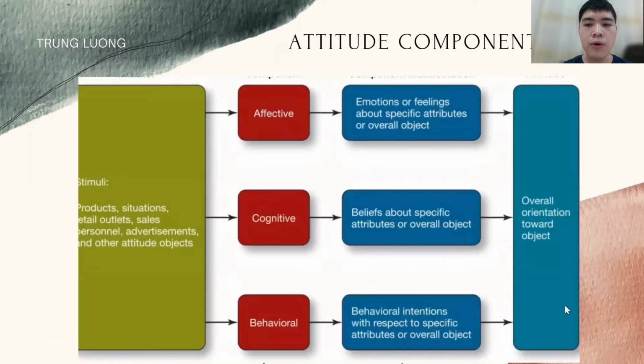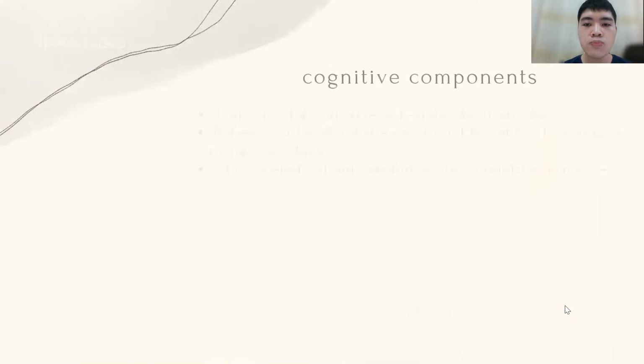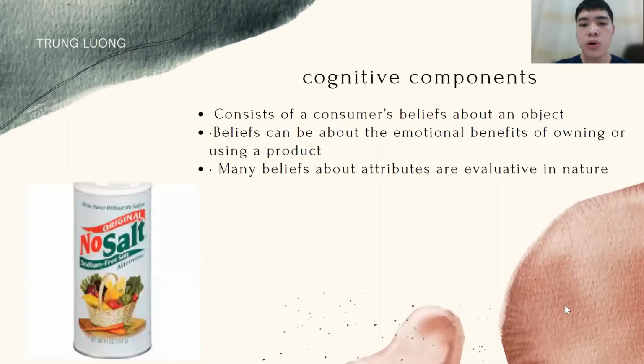So now we'll find out the components that make up people's attitude toward a brand. As you can see here, there are 3 components that make up people's attitude toward one thing, including affective, cognitive, and behavioral components. Now we are going to find out more about the first part, the cognitive components. Cognitive components consist of consumers' beliefs about an object, and it has a variety of features.